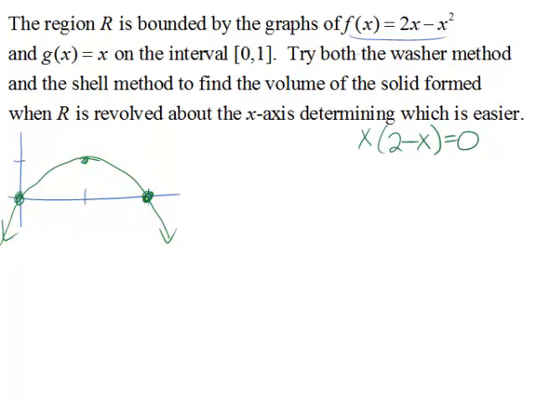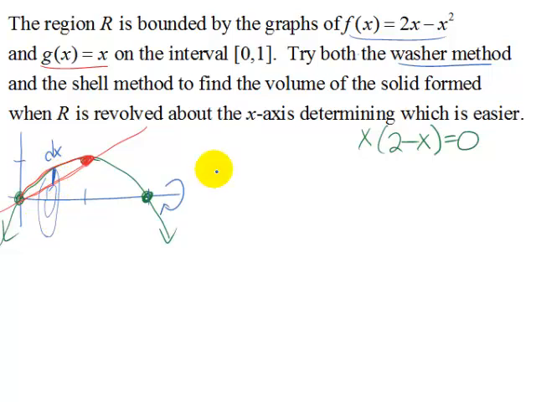And then our other function is g of x equals x, so this is just the line y equals x. And so our region would be right in here. Let's first use the washer method. If we're rotating this around the x-axis, then our little slices would go this way, with a little thickness dx, and you can see that we would have these washers here. It has this hole in the middle.